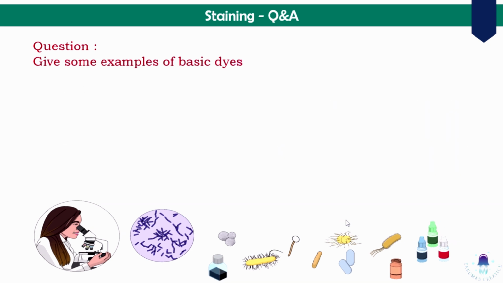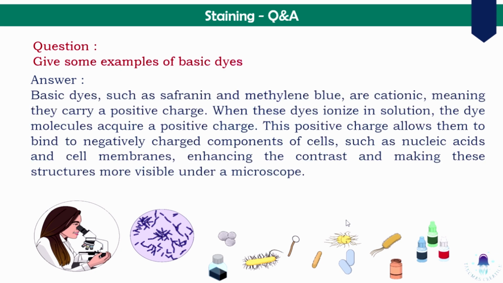Question: Give some examples of basic dyes. Answer: Basic dyes, such as safranin and methylene blue, are cationic, meaning they carry a positive charge. When these dyes ionize in solution, the dye molecules acquire a positive charge. This allows them to bind to negatively charged components of cells, such as nucleic acids and cell membranes, enhancing the contrast and making these structures more visible under a microscope.